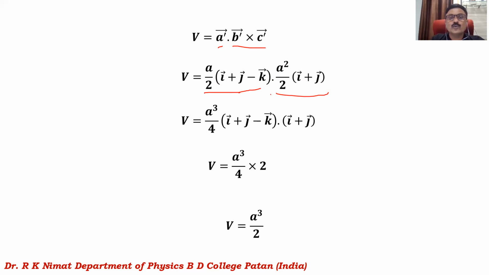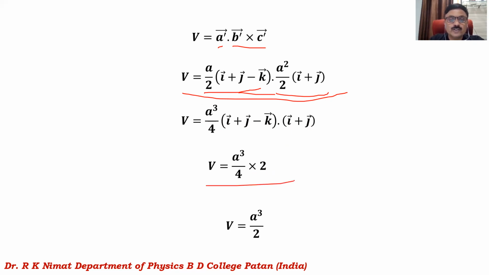Now this is the dot product of two vectors, and you can easily solve it, because only i dot i and j dot j will contribute, each being 1, and all other dot products will be 0. Therefore, the product gives a cube by 4 into (unit vector i plus unit vector j minus unit vector k) dot (unit vector i plus unit vector j). So i dot i is 1, plus j dot j is 1, so 1 plus 1 is 2, and all other dot products will be 0.